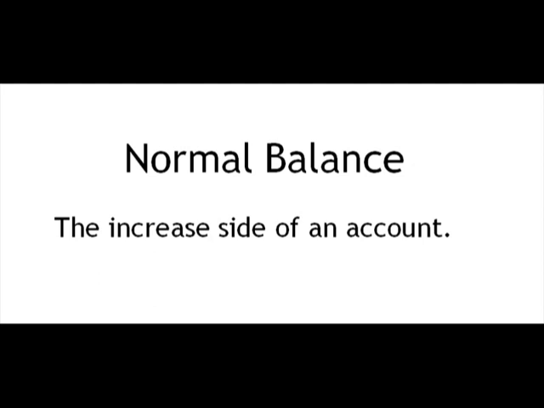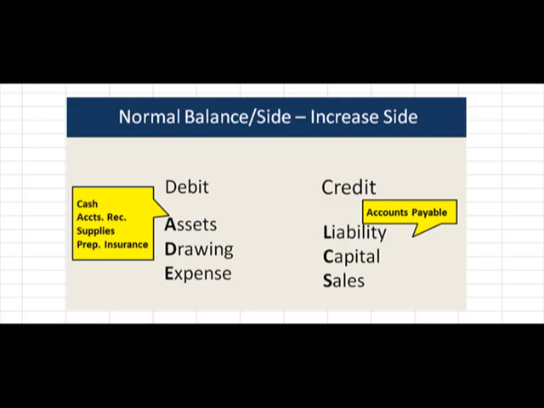Let's have a look on a schedule to help us remember the normal balance of accounts. This schedule shows the normal balances of each account. For the debit normal balance, we can read it as ADE, which stands for assets, drawing, and expenses respectively. These accounts increase on the debit side. All assets, including cash, accounts receivable, supplies, and prepaid insurance, increase on the debit side.